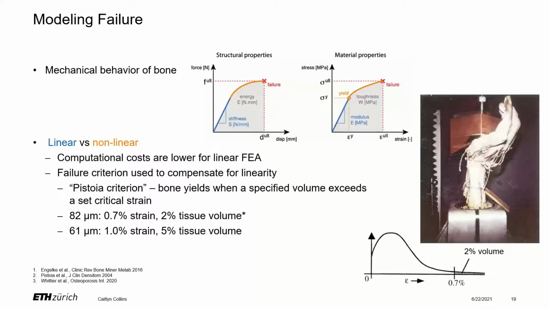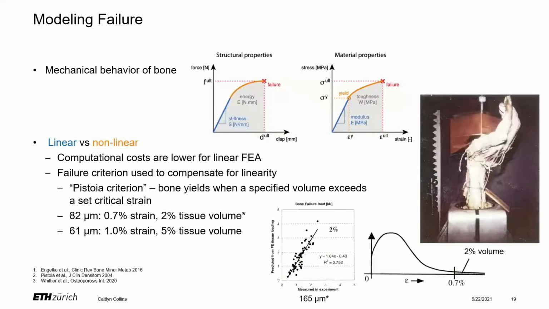Now, often the values that are set for these failure criteria are different between the imaging resolutions, where the one I described applies to 82 microns, whereas 61 micron studies have adapted these parameters because of the increased resolution. And note that the original study where the failure criterion was developed was on 165 micrometer resolution. So there have also been recent studies that suggest the 82 micrometer failure criterion should be adapted.